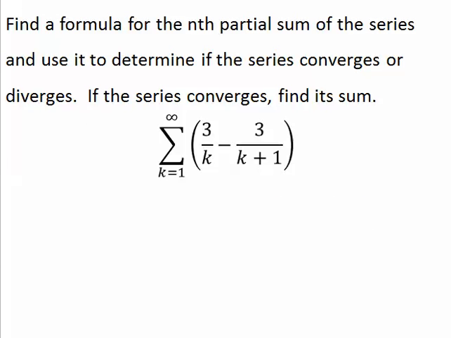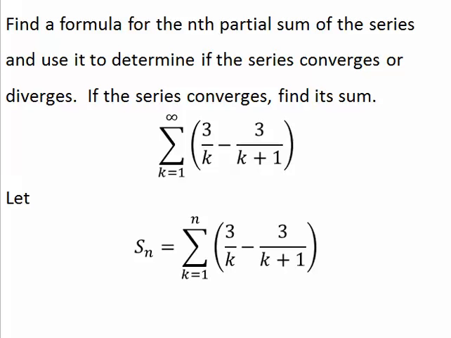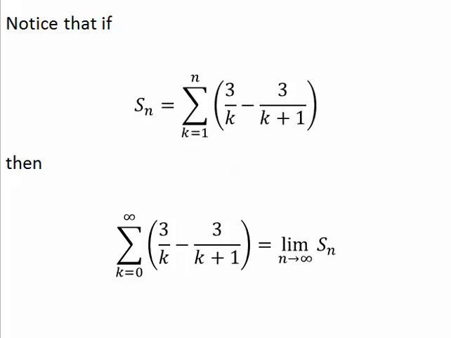9.3.47. Find a formula for the nth partial sum of the series and use it to determine if the series converges or diverges. If the series converges, find its sum. Let S sub n equal the summation from k equals 1 to k equals n. Then our infinite series is just the limit of S sub n with n going to infinity.